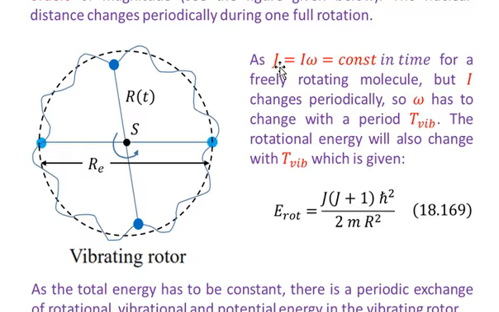So you see that since J is equal to I omega is equal to constant, and I will change periodically, it means that in order to keep J constant, omega should also change periodically with a period T vibration. The rotational energy will also change with T vibration, which is given by E rotational is equal to J into J plus 1 h bar square over 2 m r square. Because you see that m r square is actually the quantity I, the moment of inertia. So if the moment of inertia changes periodically, it means m r square changes periodically. So E rotational will also change periodically.